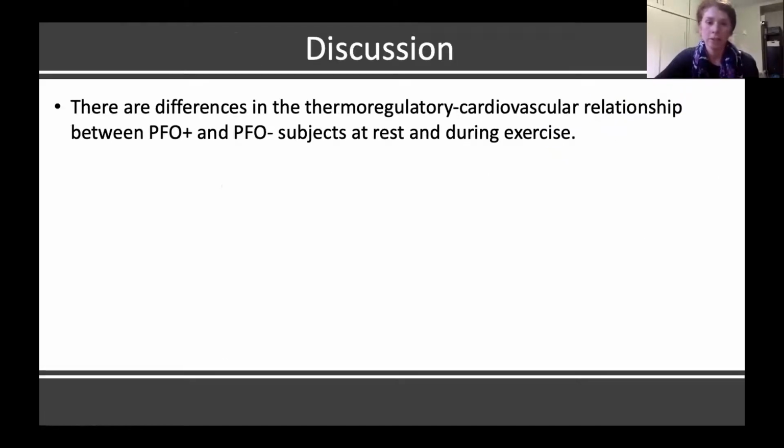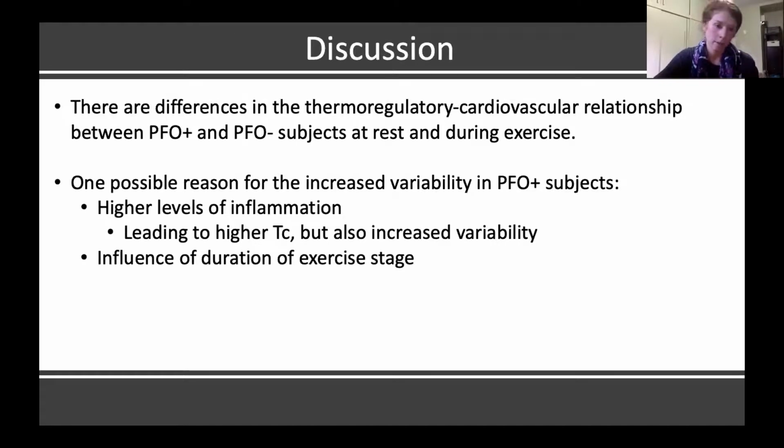So in conclusion, there are differences in the thermoregulatory and cardiovascular relationships between PFO positive and PFO negative subjects, both at rest and during exercise. When we were talking about some possible reasons for this increased variability in PFO positive subjects, there's some data coming out of our lab that's showing that PFO positive subjects have higher levels of inflammation. So that could be leading to higher core temperature values, almost like a mini fever, but also leading to increased variability in these heart rate responses once people start exercising.